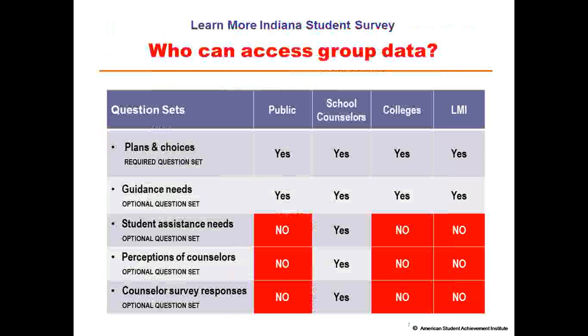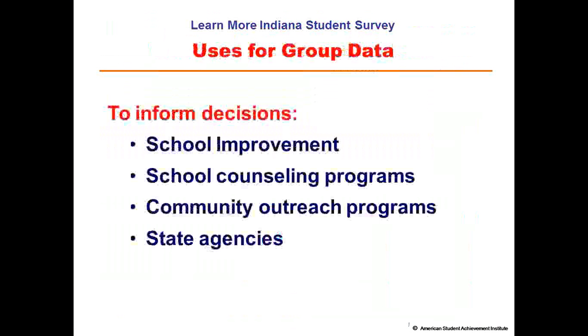So this is kind of a review, but it's putting what we've said about who can access data into a table. So we can see that the public has access to plans and choice questions and to guidance needs. The public cannot access student assistance, perception of the counselors, or the counselor survey responses. School counselors have access to all those questions, and Indiana colleges can also access student data for plans and choices and guidance needs. They can use that for their outreach programs, as can Learn More Indiana. But again, anything about student assistance, perception of the counselors, and the counselor survey responses are not available to anybody but the school counselors. Okay, so that's the data you can get out of the system.